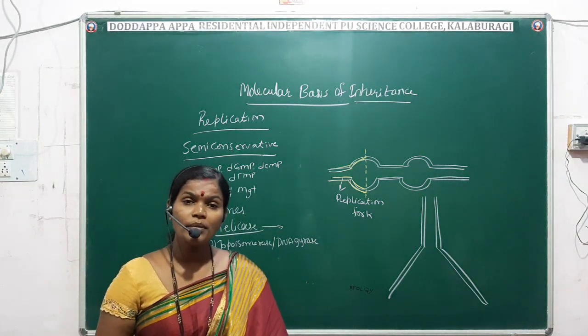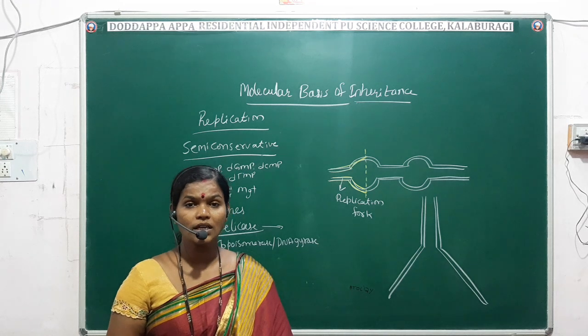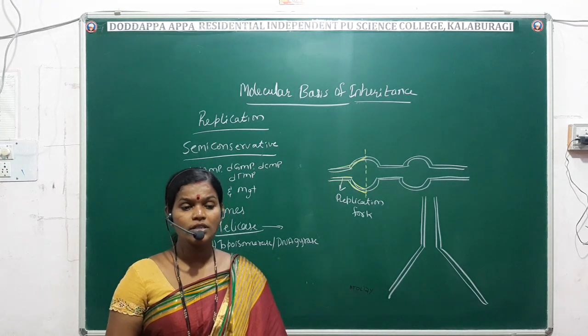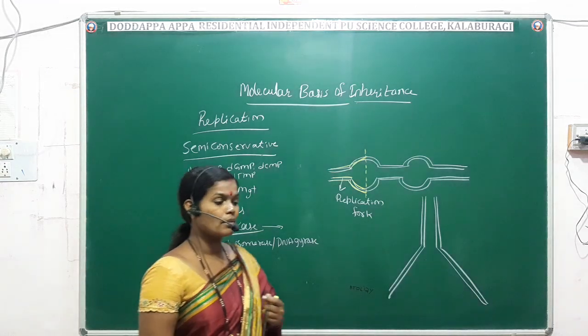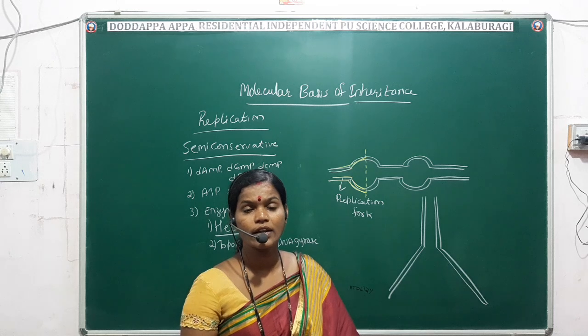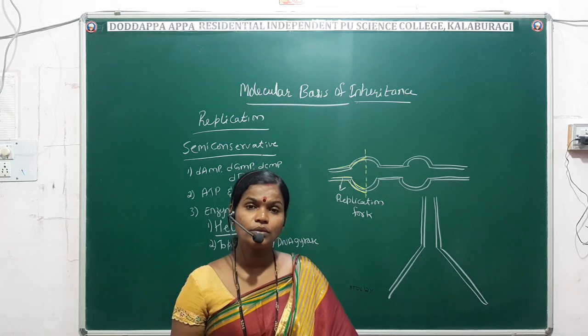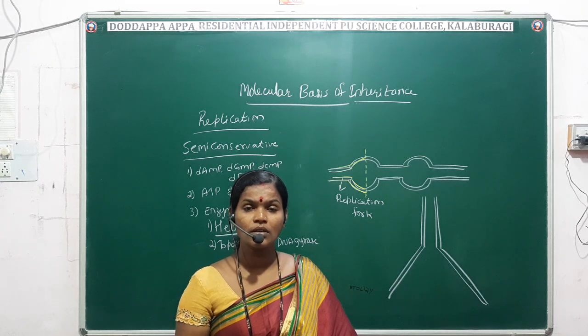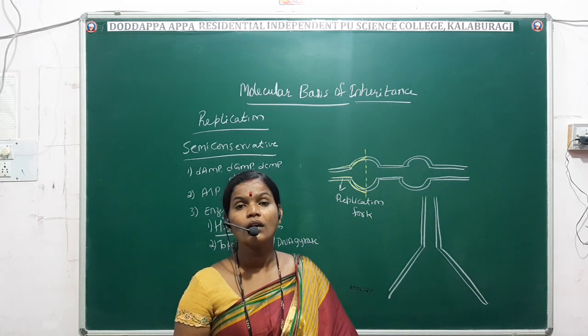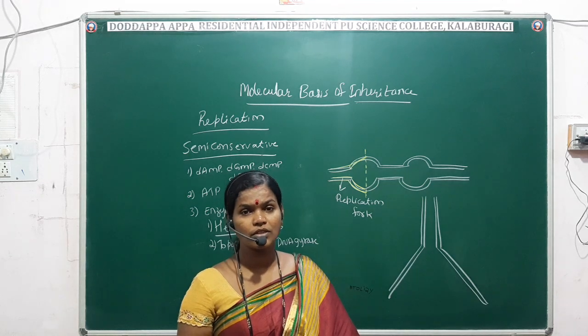Now, DNA polymerase 1 is the enzyme which is acting as a repair enzyme. Now, students, if your bike has got punctured, or if your cycle tire has got punctured, then what will you do? You'll take that to the mechanic and garage and get it repaired. They will repair it and give it back to you.